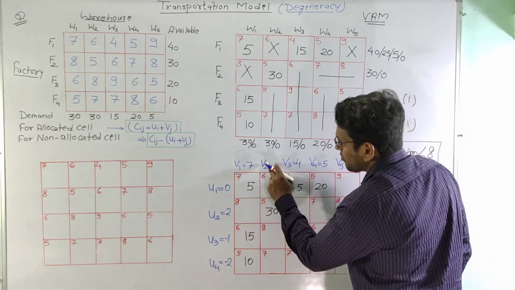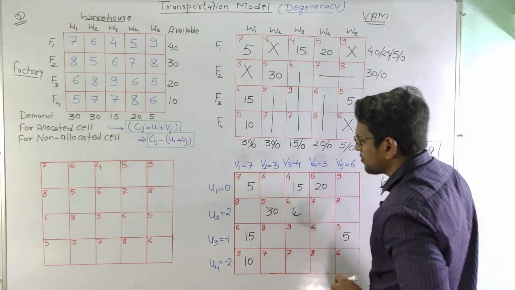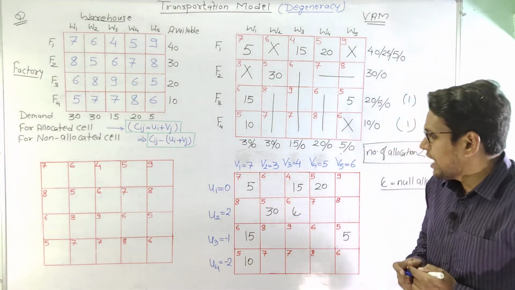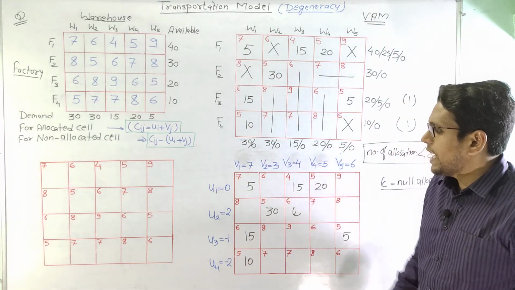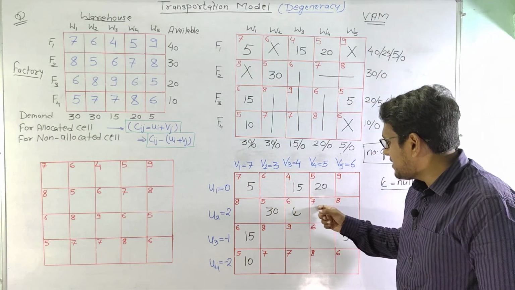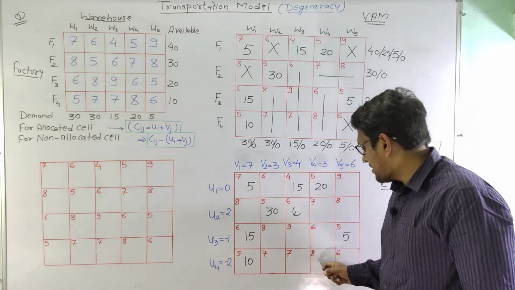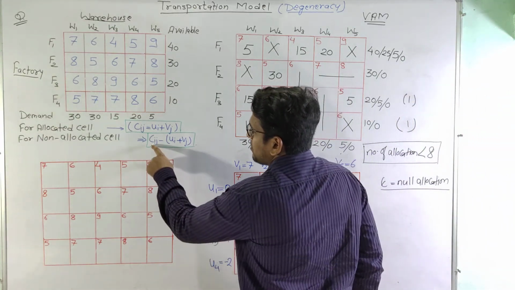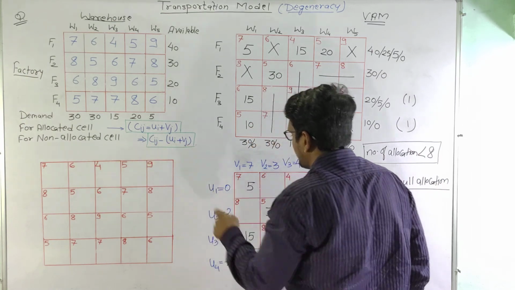Similarly, 2 plus what equals 5? So 2 plus 3 equals 5. So now we have calculated all the values of u's and v's, and now we need to calculate the values at the empty cells, or what we can say non-basic cells. So for non-basic cells we need to calculate the value of Cij minus (ui plus vj).